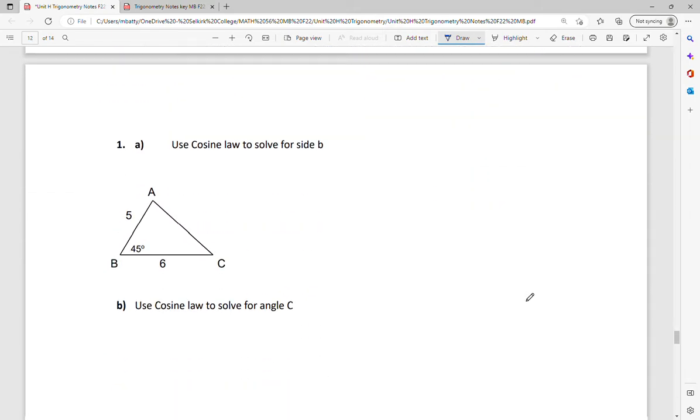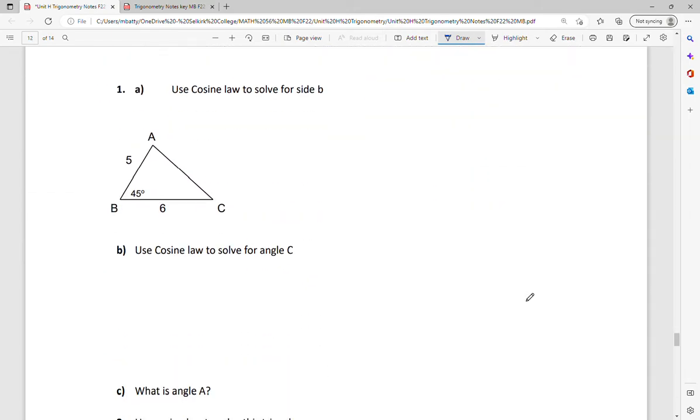Okay, let's try one of these ones. So the first one here says use the cosine law to solve for side B. So this is the case where we have a side, angle, and a side. We don't have enough information to go off for the sine ratio. We also don't know that we have a 90-degree triangle, so we can't use SOHCAHTOA.